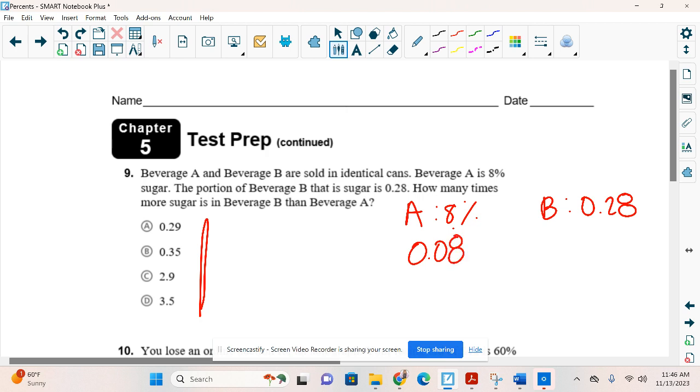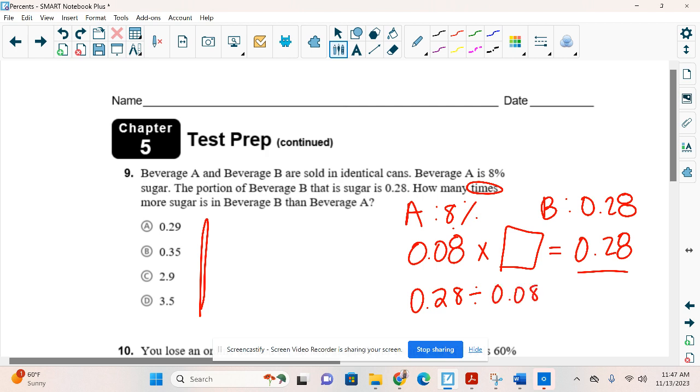All right, so we have 0.08 and we have 2,800. It asks us how many times, which means multiplication is going on, right? This times what gives me 2,800. How can I figure that out? Divide it. So I'm going to have to do 2,800 divided by 0.08. What does that give me? 3.5. Yeah, I got that right.